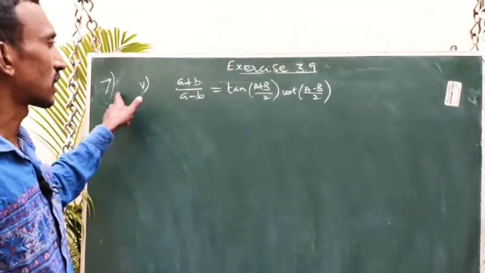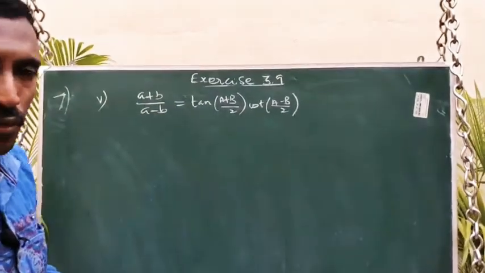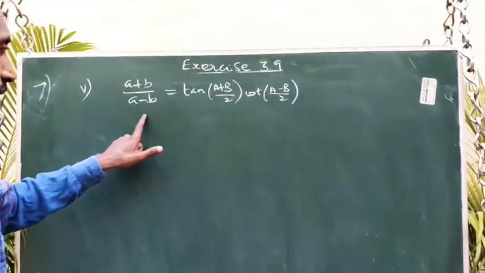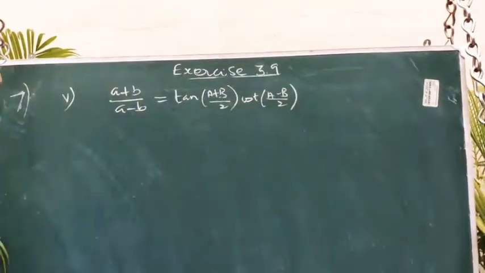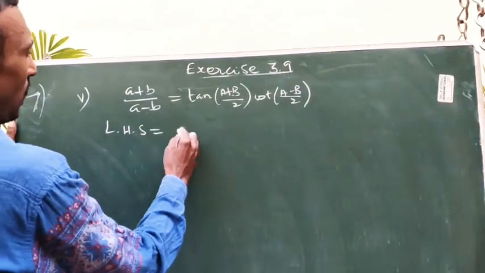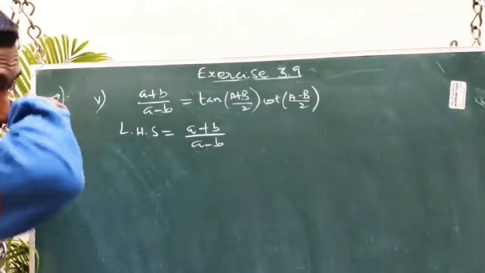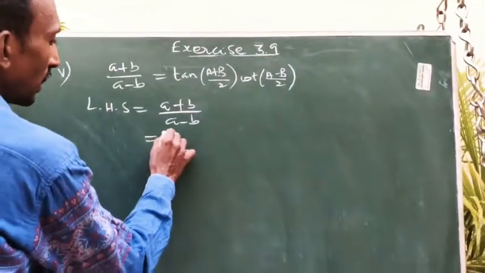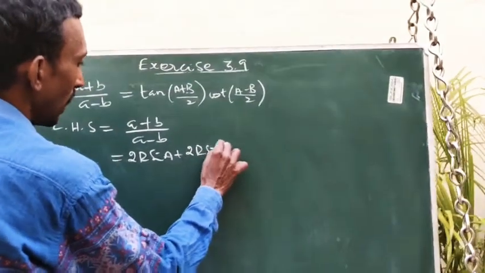Division 5, question number 7, exercise 3.9. The question is, in a triangle ABC, prove that (a plus b) by (a minus b) equals tan((A plus B) by 2) into cot((A minus B) by 2). So again it is a very simple one. Take the LHS, (a plus b) by (a minus b). Again consider the sine formula: a is 2R sin A, b is 2R sin B.